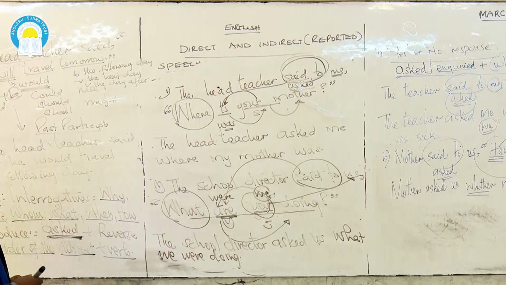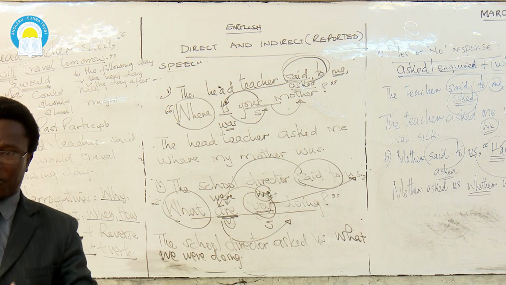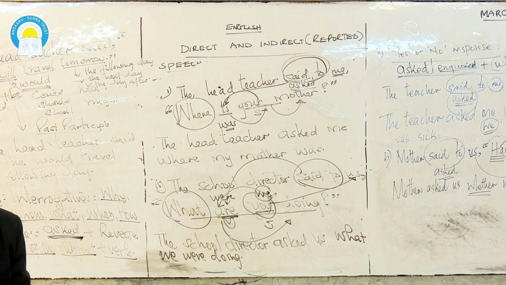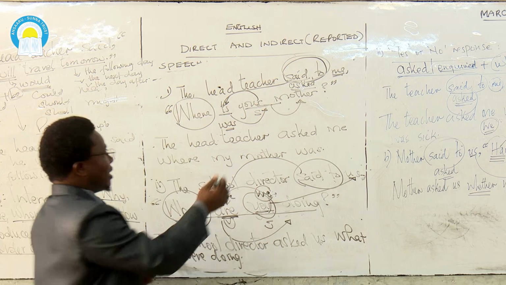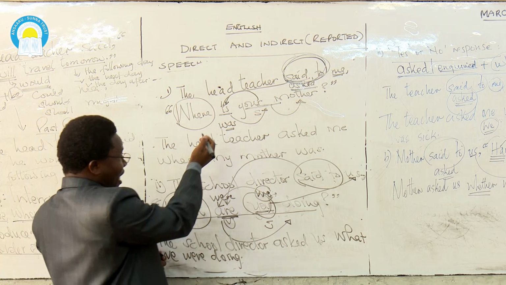As observed in the sentence, the head teacher said to me, where is your mother? Perhaps the head teacher wanted to find out from the learner. He may have sent the learner home to call the parent in order to discuss matters of education or welfare of this child at school. Then, in this order, said to, as I've said, shall be taken up by asked. There shall be a reverse order.